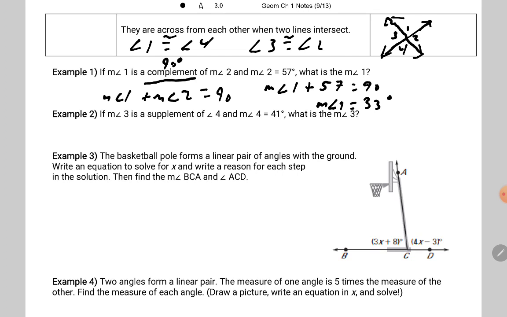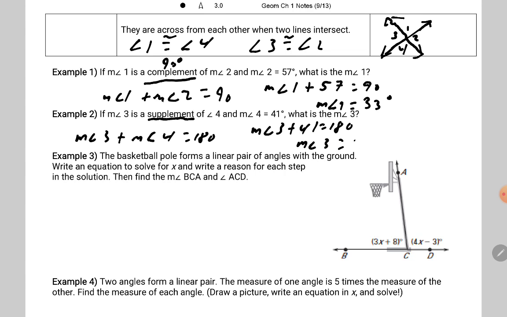Here we go. This time we're doing supplement. Supplement is 180 degrees. Measure of angle 3 plus measure of angle 4 is 180. So since measure of angle 4 is 41, measure of angle 3 plus 41 equals 180. Subtract 41 from both sides, and we'll get measure of angle 3 is 139 degrees. Example 3.